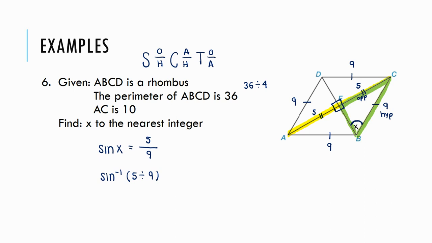And then we want to round to the nearest integer, so nearest whole number here. So if I get 33.7 in my calculator, that 7 tells me that we're going to round up. So that tells me that my value of X is really a 34-degree angle.